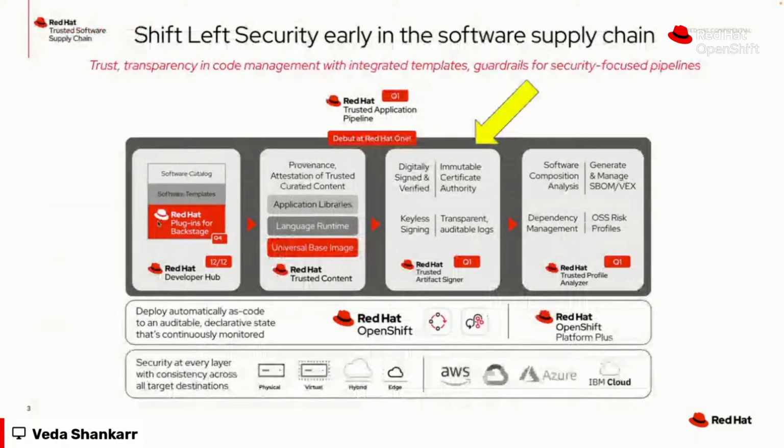So how does the Trusted Artifact Signer fit in, right? I just wanted to show this visual so that way, how does it fit into this Red Hat ecosystem? It is basically part of the solution for securing the software supply chain. Trusted Artifact Signer is in tech preview today, and we plan to GA it in March. So it's an important tool that goes very well with the Developer Hub and the Trusted Content and Profile Analyzer. So that's where it fits in.